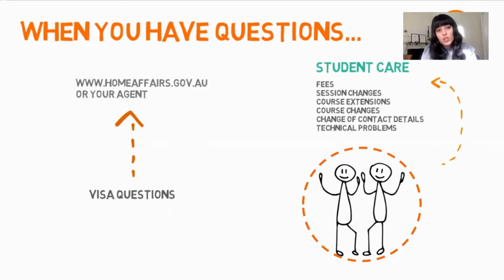If you have visa questions, the best person to talk to is probably your agent, or you can go to the Home Affairs website that you can see on the screen here.